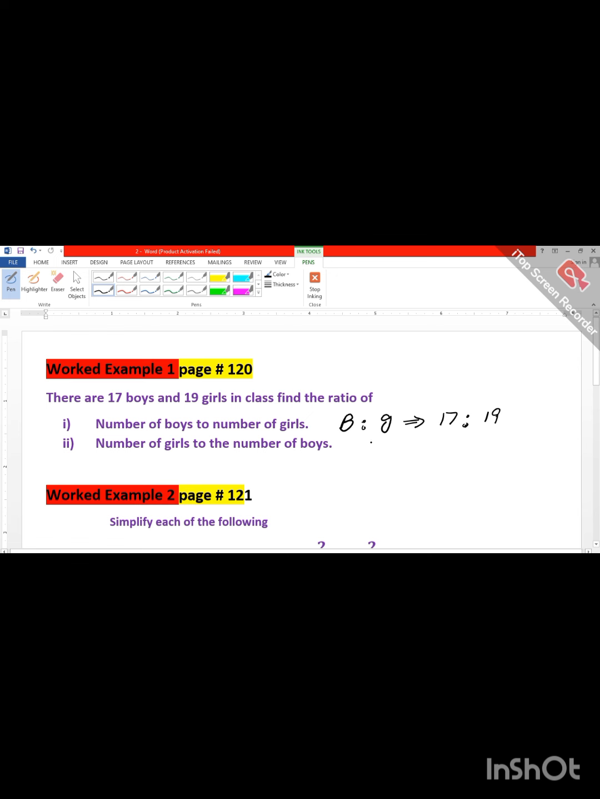The second part is the number of girls to the number of boys. Similarly, we will now write girls first and boys later on, right? So what is the answer now? That is 19 ratio 17. So quite easy. Got it? Okay, fine. Now come to the next page, that is page 121.